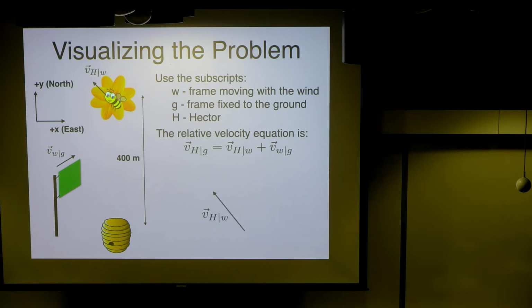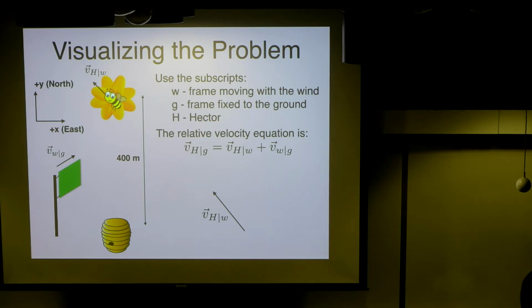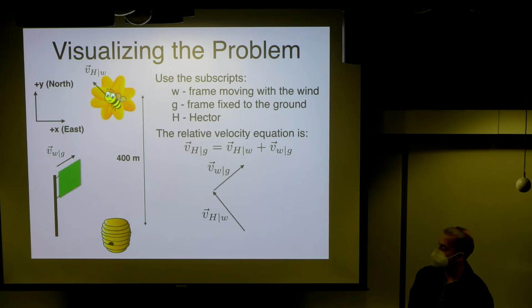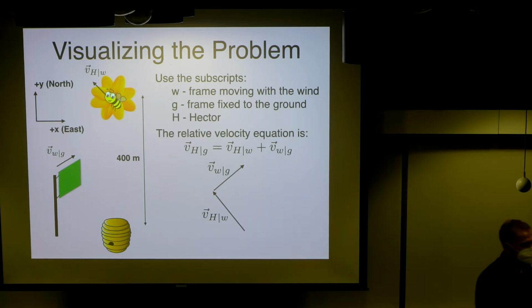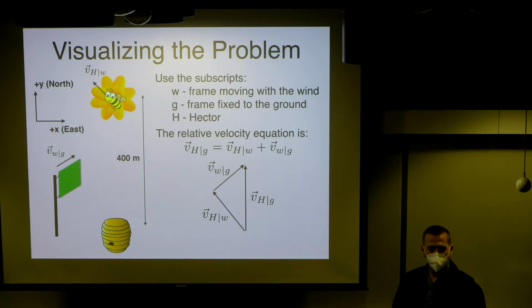Let's do it real quick. This is VHW. So he's kind of pointing into the second quadrant like this. Added to VWG, that's the wind velocity going into the first quadrant like this. And then you see how the resultant is straight north. That's the whole point. We get a resultant velocity that's straight north. Okay, so are we clear on the setup here?